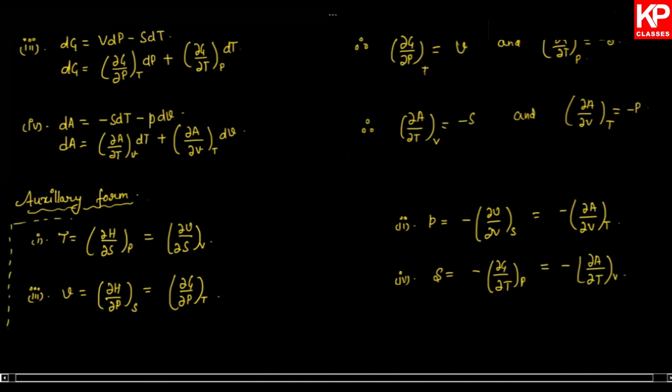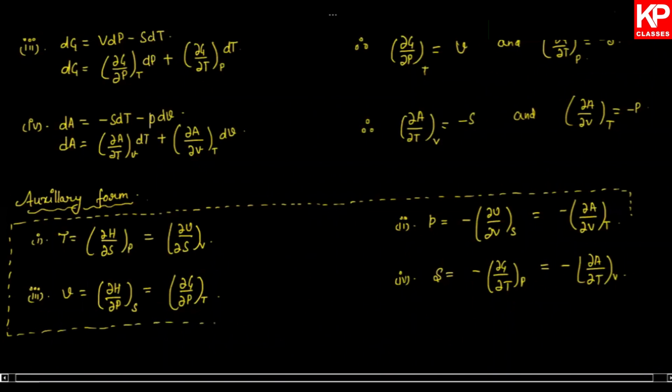So this is the auxiliary form, and mainly the questions are asked from the auxiliary form in the match the following format. So you can directly write down the values based upon this. All right, put it inside a box so that you can easily check and revise it regularly.